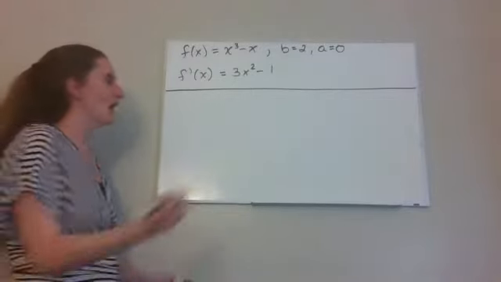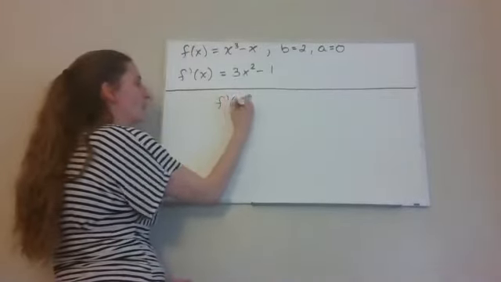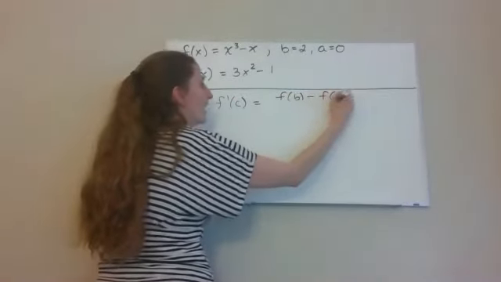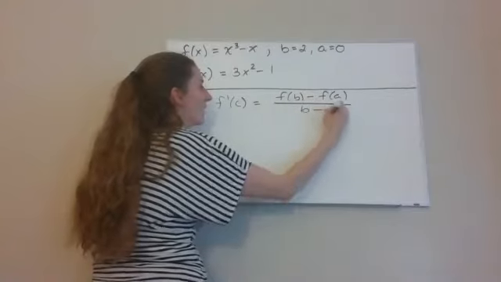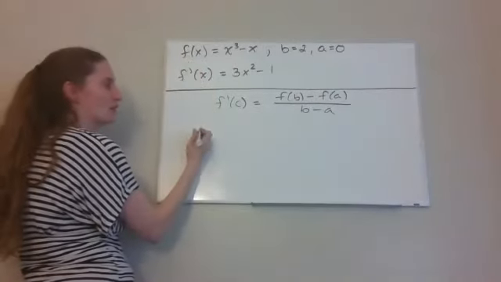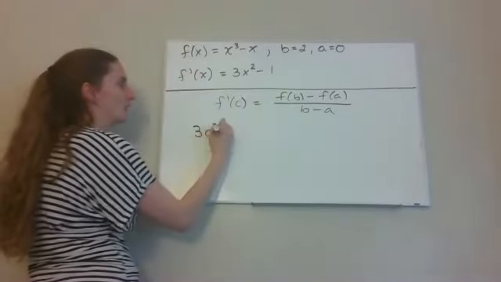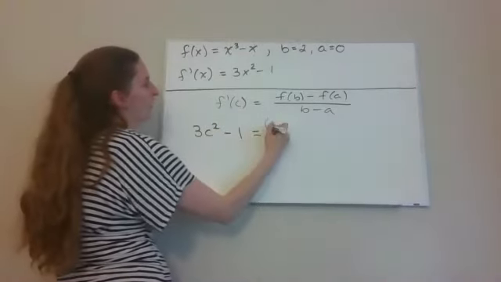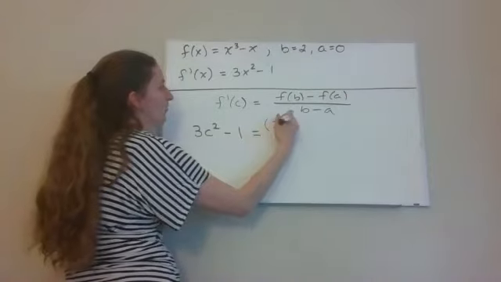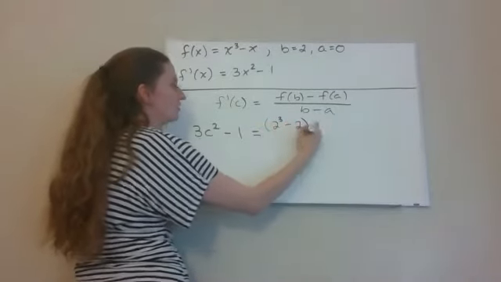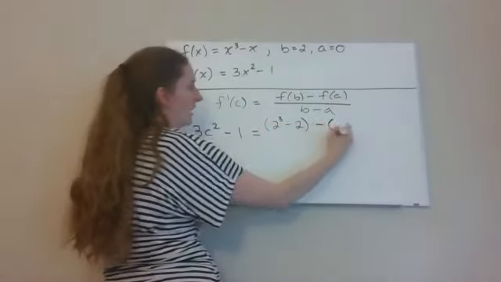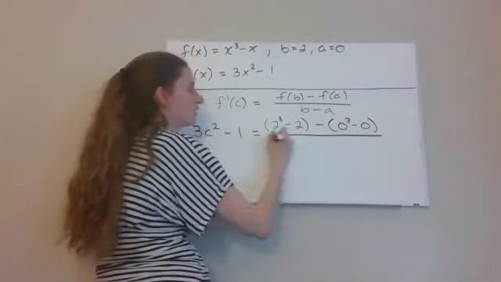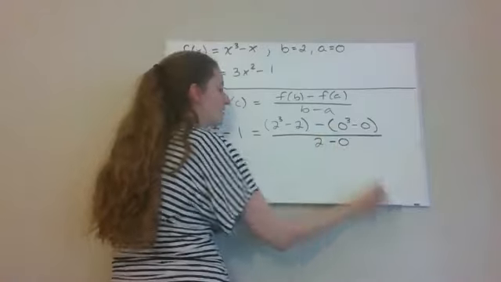So let's set up the conclusion from the mean value theorem and try to find the C. I have f prime of C equals f of B minus f of A over B minus A. F prime of C would be 3c squared minus 1. F of B, well, that's what I get when I plug a 2 into my function. F of A is what I get when I plug 0 into my function, and B minus A would be 2 minus 0.